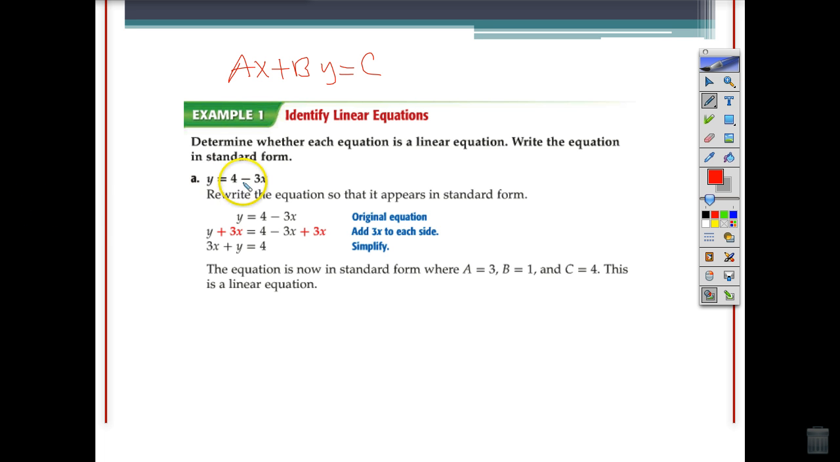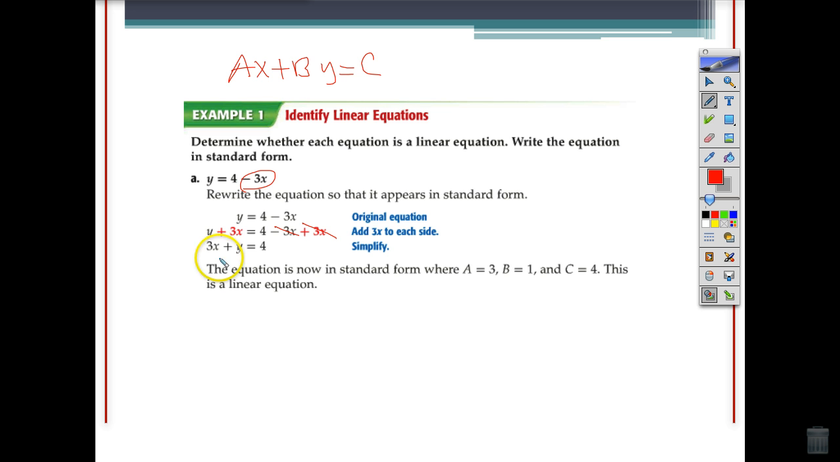Okay, so y equals 4 minus 3x. Rewrite the equation so that it appears in standard form. So let's make sure this is that ax plus by equals c. In order to do that, I'm going to move this negative 3x by adding 3x on each side. So that canceled each other out, and I moved it to the left. Now you have, let's write the x first, 3x plus y equals 4.